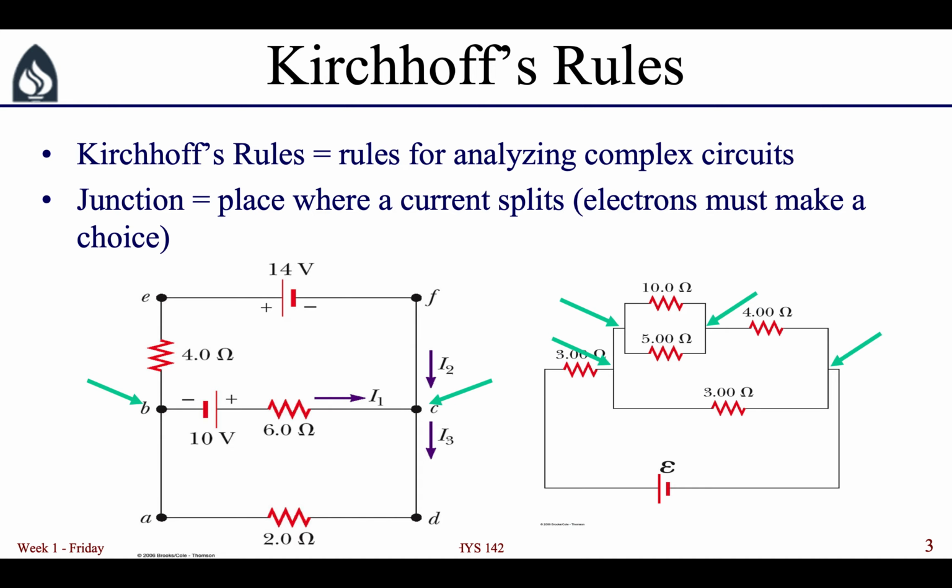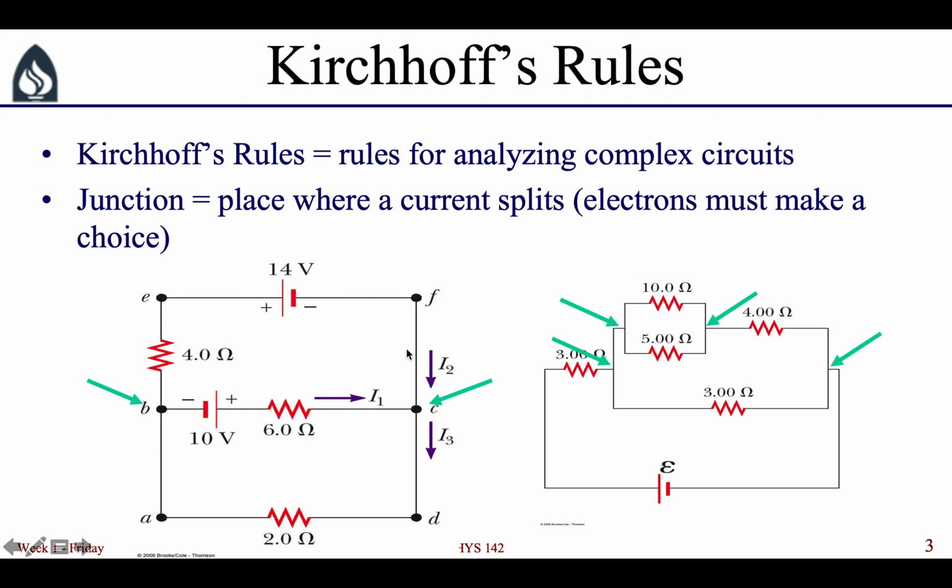Kirchhoff's rules give us rules for analyzing complex circuits and make it possible to analyze circuits where you have multiple branches with both resistors and batteries in them. The first thing you need to do in order to apply Kirchhoff's rules is to find all the junctions in your circuit. Remember, a junction is a place where a current either splits or comes back together. So it's where multiple wires join or branch off.